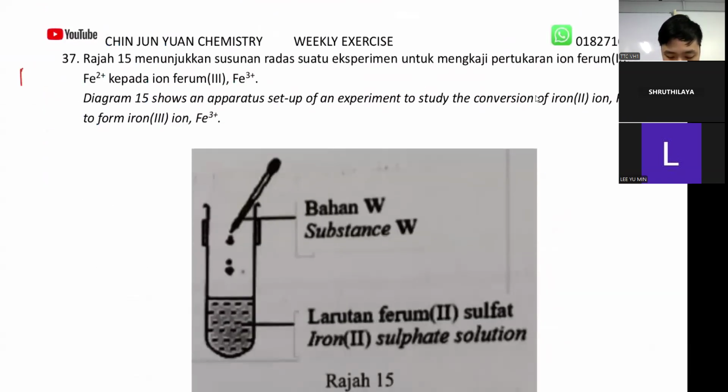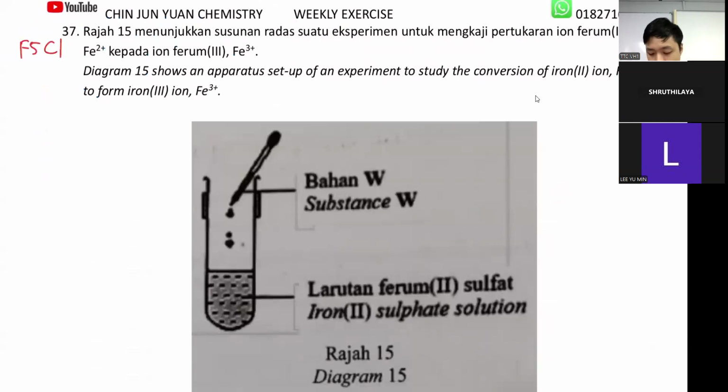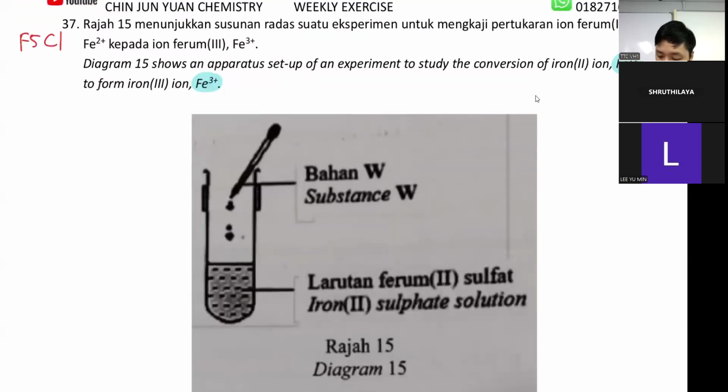Question 37, Form 5, Chapter 1. This one is to study the conversion between Fe2 plus and Fe3 plus. Okay. So normally, Fe2 to Fe3. Fe2 plus will donate 1 electron to become Fe3 plus. Donate electron means what? This is an oxidation reaction.